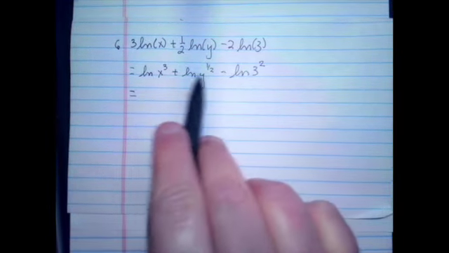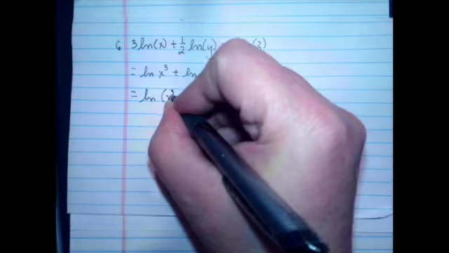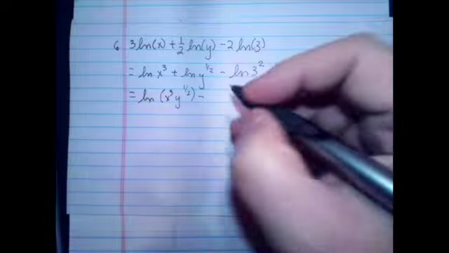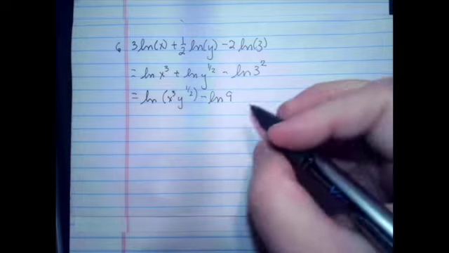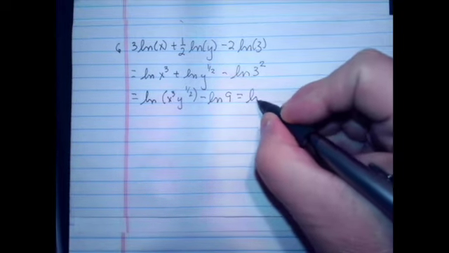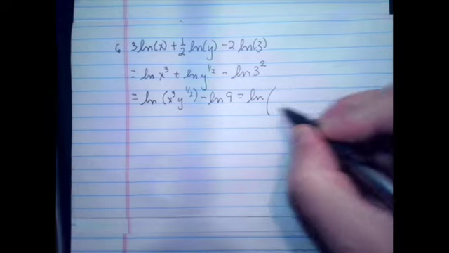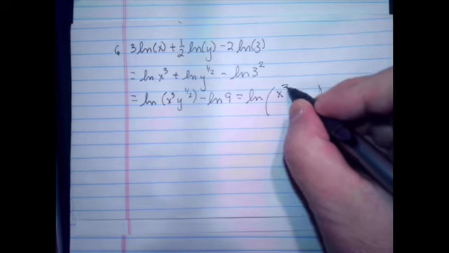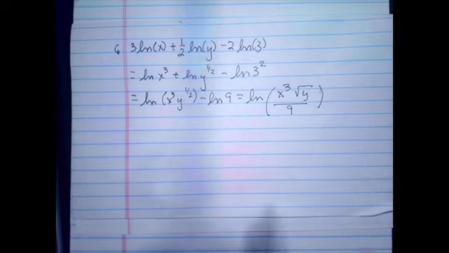These two logarithms can be combined through multiplication. This is the natural log of x cubed times y to the 1/2. And then this is just the natural log of 9. These two logarithms can be combined through division. So we'll have x cubed times y to the 1/2, but I'm going to rewrite that y to the 1/2 as the square root of y, and then that's going to be divided by 9.